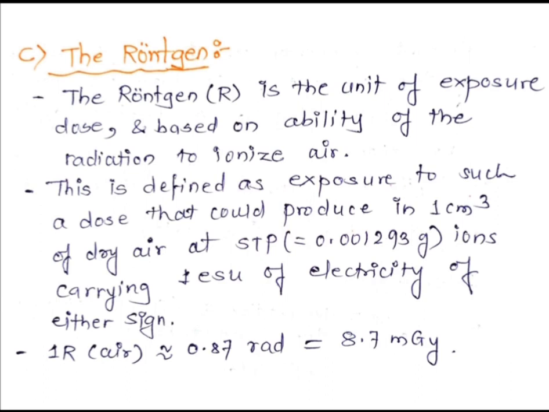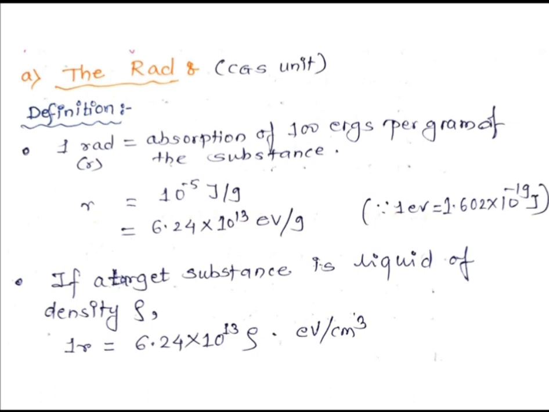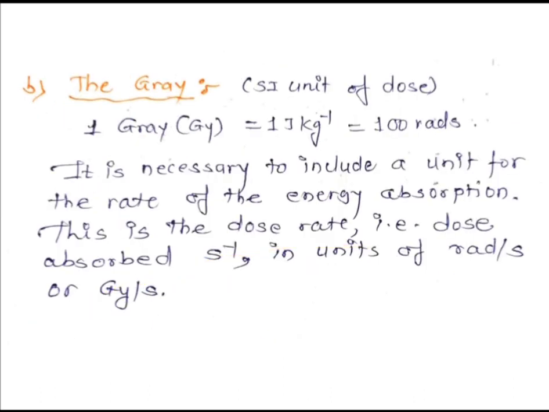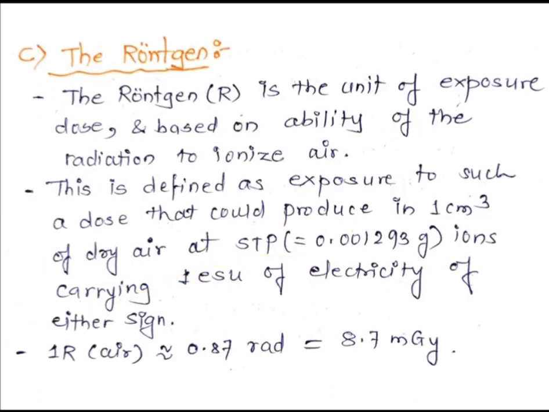So 1 rad, it is not rad, it is a Roentgen. So capital R is for the Roentgen and the small r for the rad. So here the capital R is 1 Roentgen.